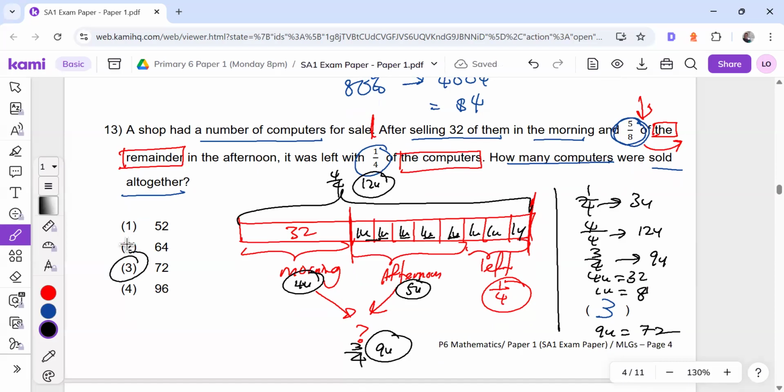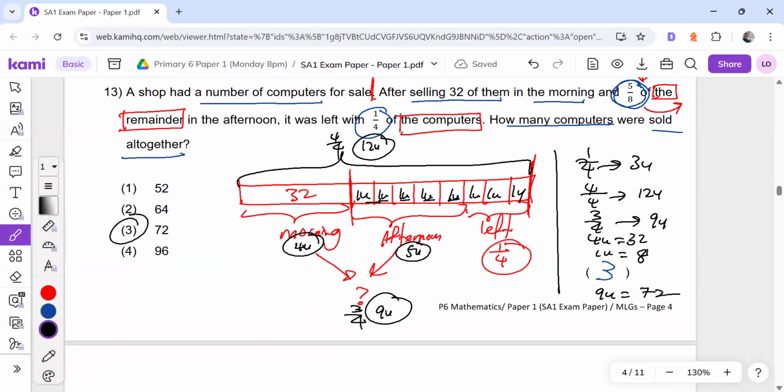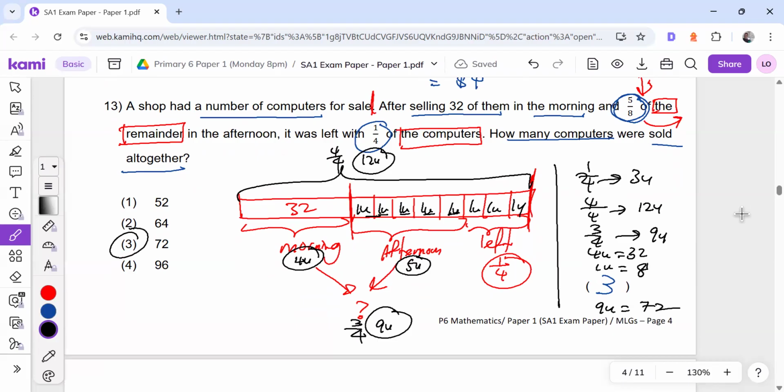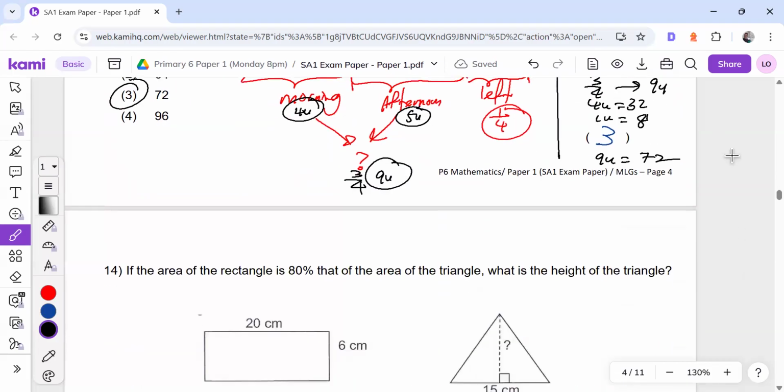Do you get it correct? If you get it correct, means you understood. Maybe you draw the model to get the answer, or you already know how to do. Okay, but those who don't know how to do, draw the model. Okay, your model. All right. Okay, let's go to the next one.